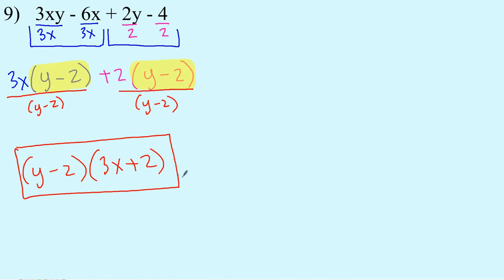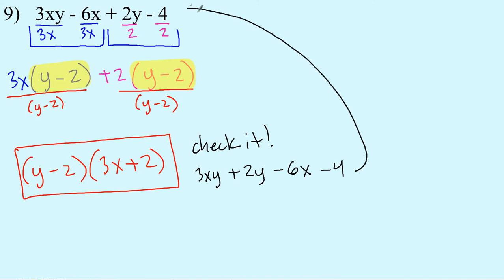If you're unsure if you've got the right answer, we can check it. So we FOIL. So we get 3xy plus 2y minus 6x minus 4, which is the same thing up there. So we know we did it correctly. I did this through foiling.